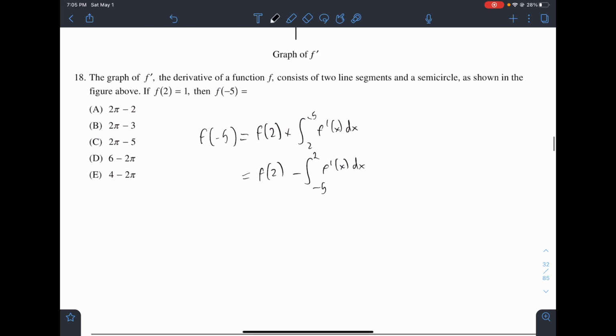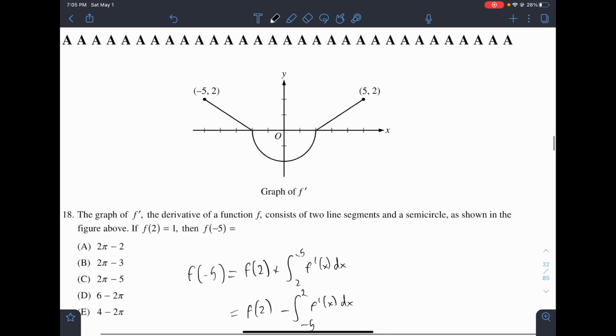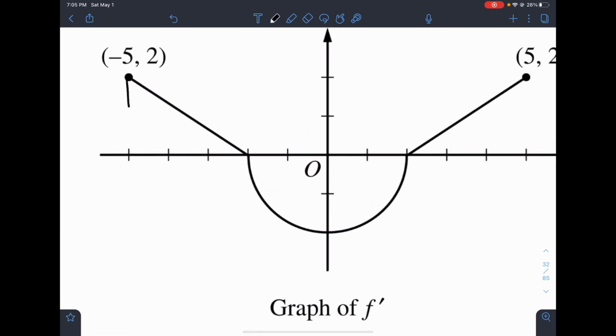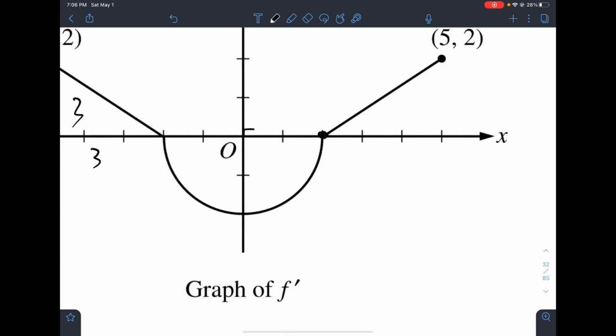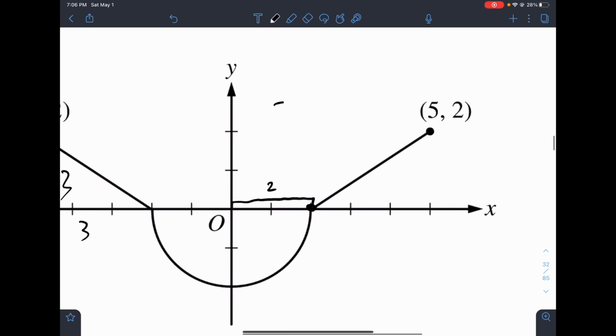Awesome. So we know that f of 2 is 1. And so now let's try to find the integral. We want to find it from this value to this value. So this triangle is going to have a length of 3 and a height of 2. So this will be 3 times 2 divided by 2, which is just 3. So that's our first part. Now this part is a semicircle, and this radius right here is 2. So this is going to be pi times 2 squared all over 2, which will just be 4 pi over 2, which is 2 pi.